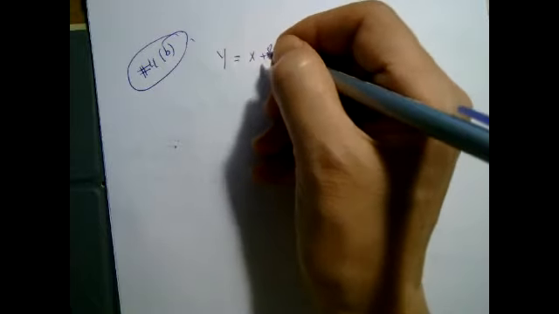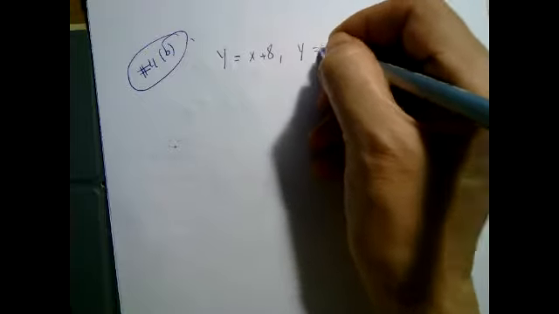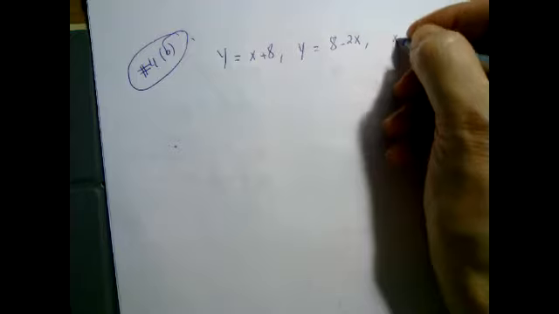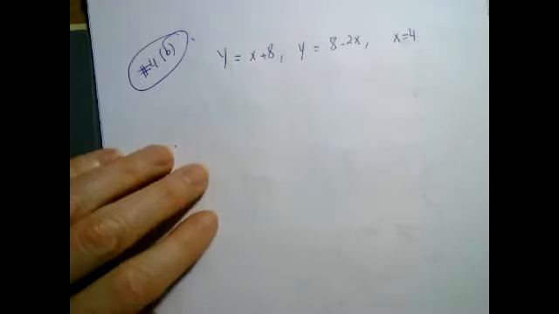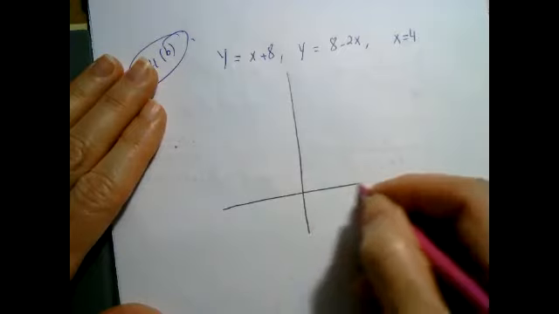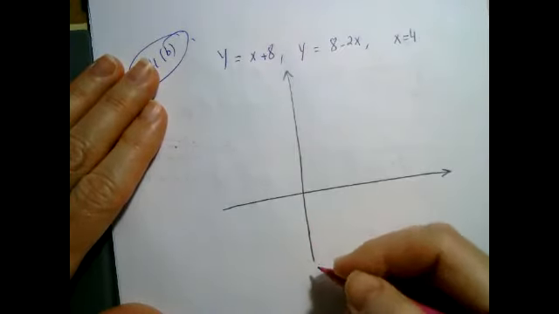Y equal x plus 8. Y equal 8 minus 2x. And finally, the line x equal to 4. Okay. So let us proceed with that. So this is my graph. Nothing could be done without graphing. I have no idea what anything looks like here.